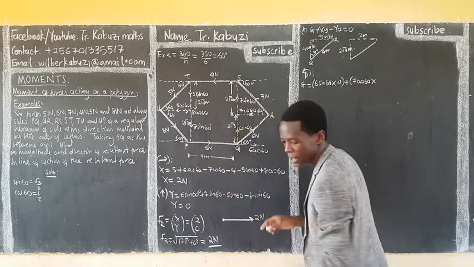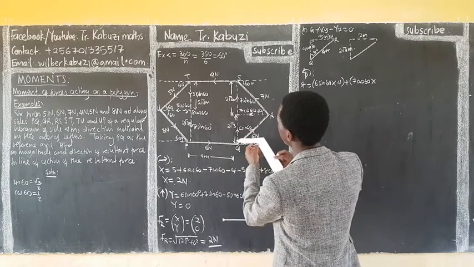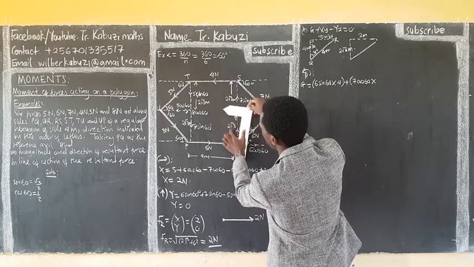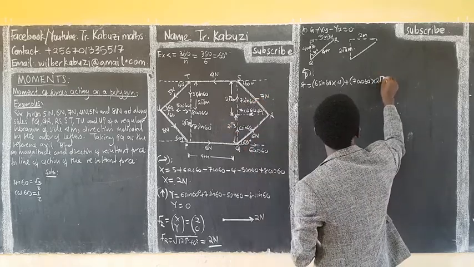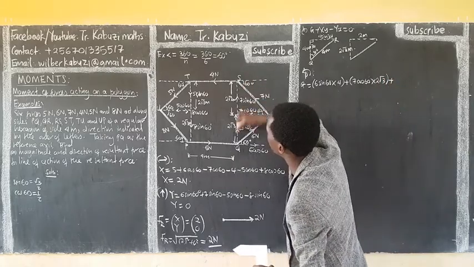The perpendicular distance, let me use this so you can see it properly. I think you can see this force. This force is like that. So the perpendicular distance from here up to here is 2√3.